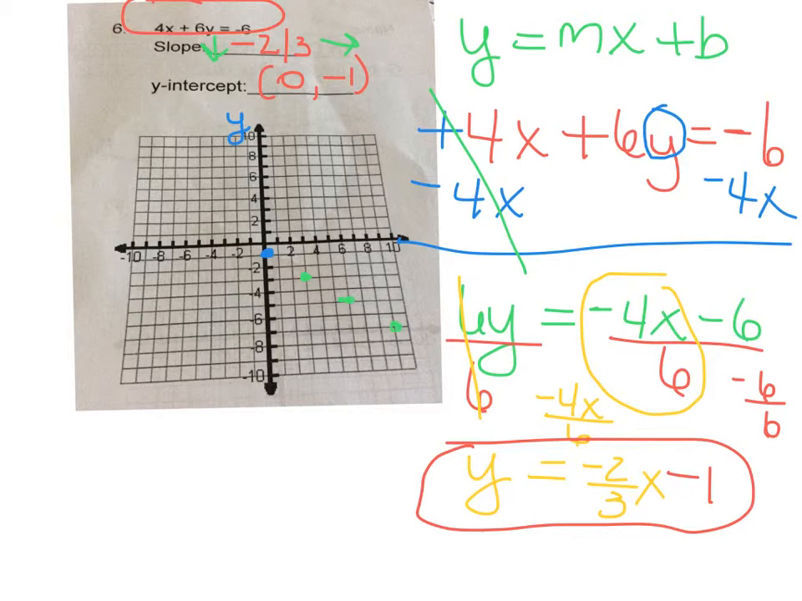Here's my third point, but I need 5. So if I look back at the blue point, what else besides down 2 and right 3? I can go up 2, left 3. Here is my fifth point on my line. So connect the points, and there is the line 4x plus 6y equals negative 6.